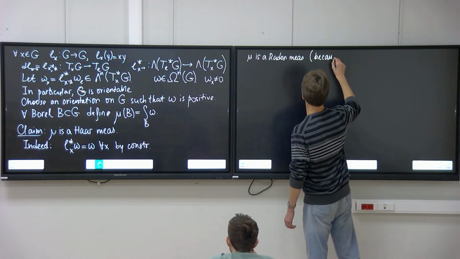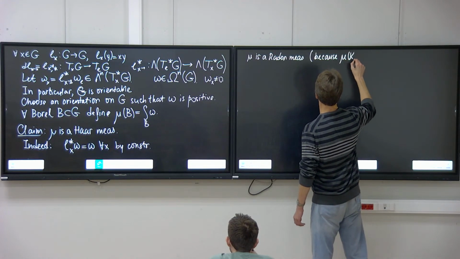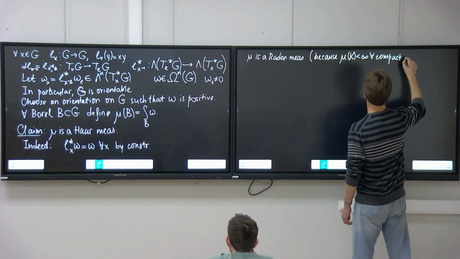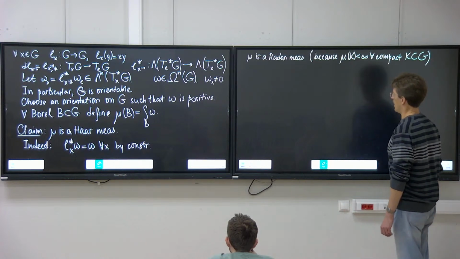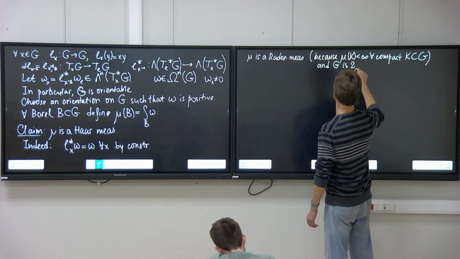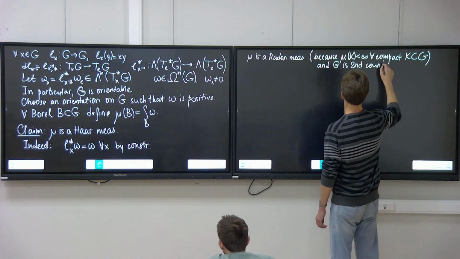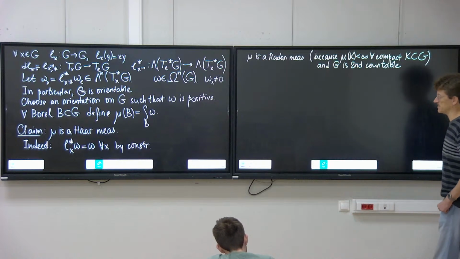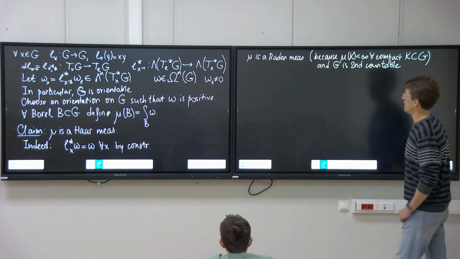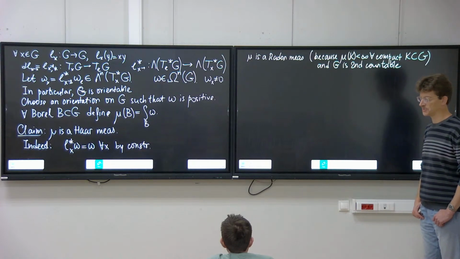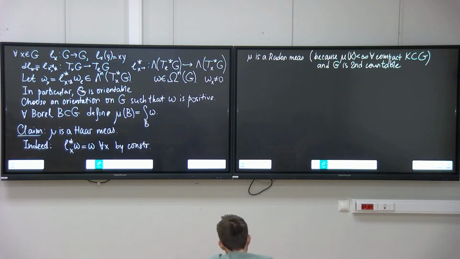Clearly, the measure of every compact set is finite, again by the properties of the integral. And G, by assumption, is second countable. This is a standard convention. When we speak of smooth manifolds, they are always assumed to be second countable. And we have already discussed in the previous lecture that a Borel measure on a second countable locally compact space, which is finite on compact sets, is automatically inner and outer regular on all Borel sets. So it is a Radon measure.